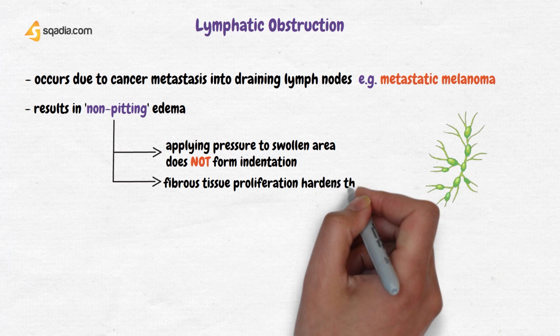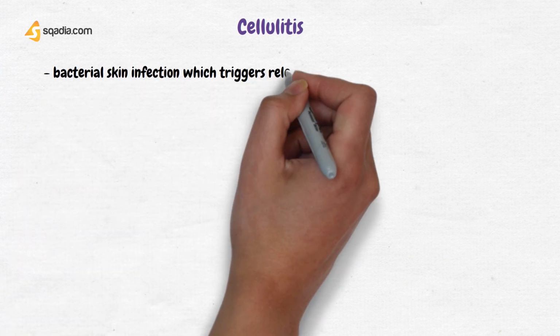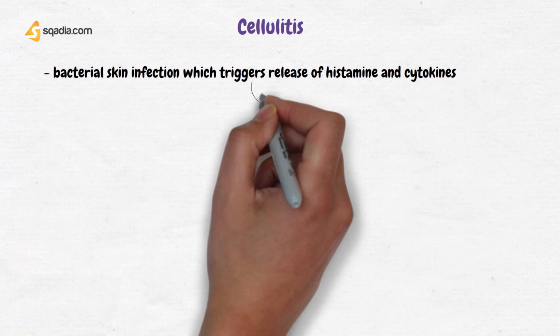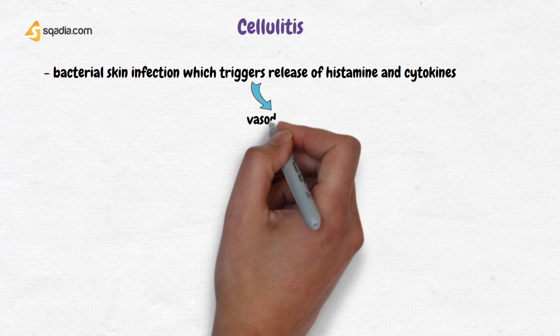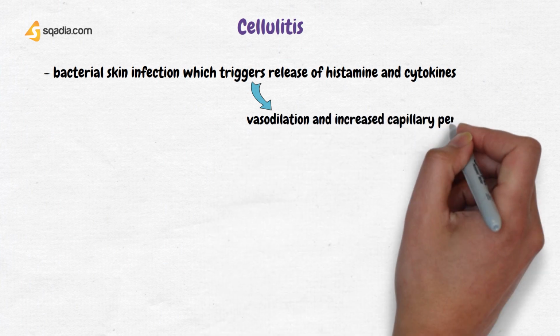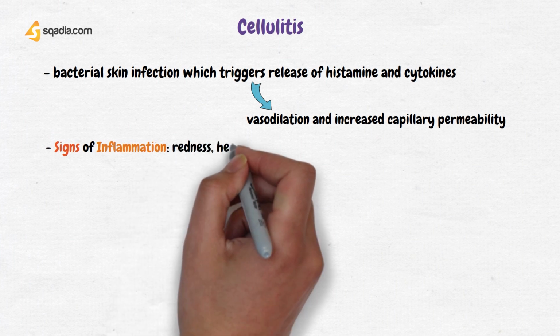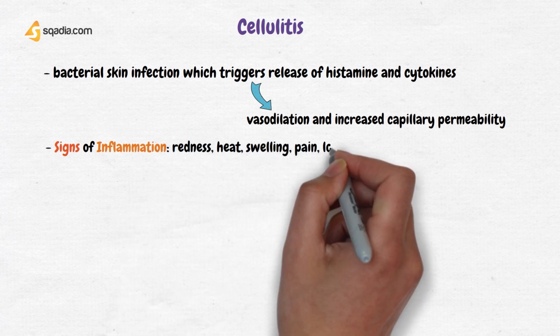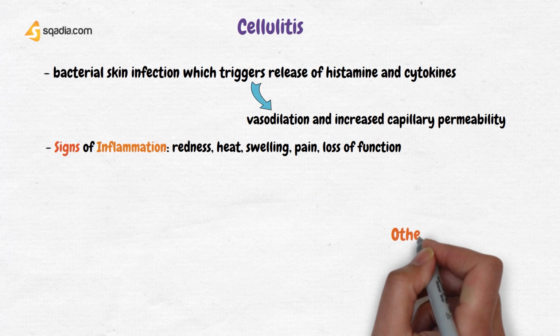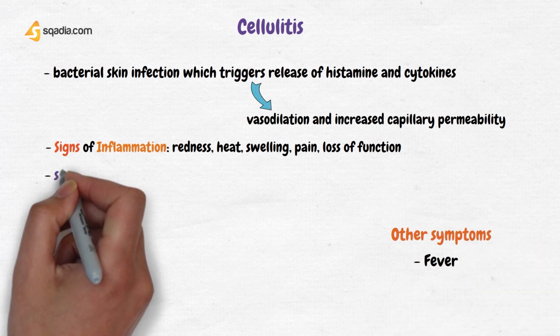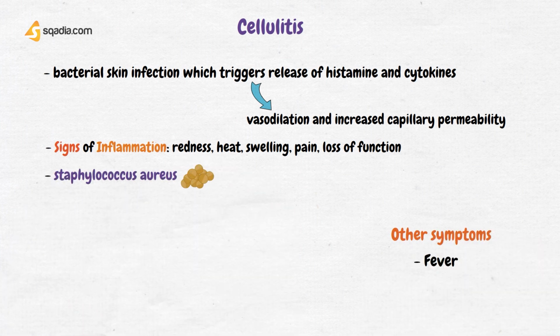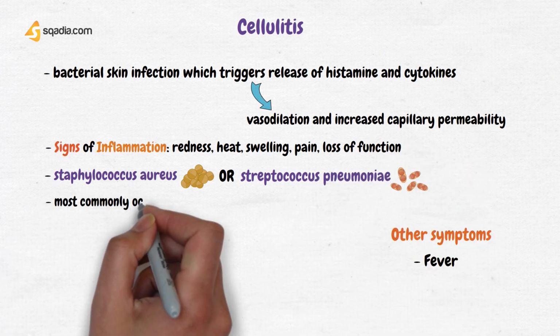Another cause of unilateral peripheral edema is cellulitis, a bacterial skin infection which triggers histamine and cytokine release, which in turn cause vasodilation and increased capillary permeability. Features of cellulitis include signs of inflammation, which are redness, heat, swelling, pain, and loss of function, as well as fever. The two most common bacteria involved are Staphylococcus aureus and Streptococcus pneumoniae, and cellulitis usually affects the lower legs.